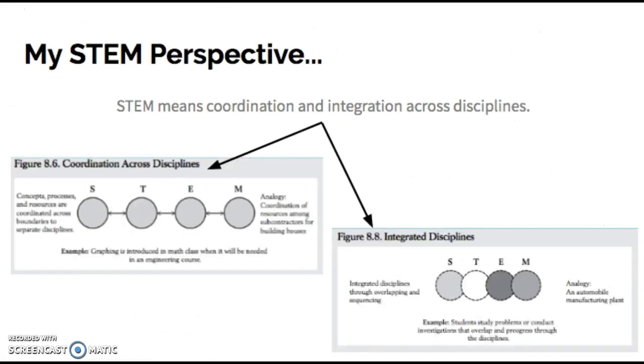My STEM perspective: to me, STEM means coordination and integration across disciplines. So you can see my diagrams there. I believe that it is kind of a combination between the two.